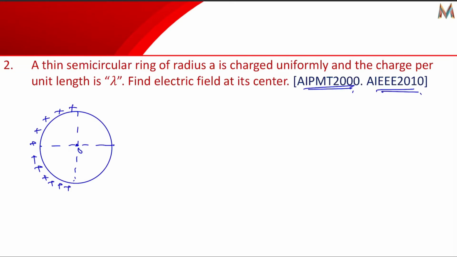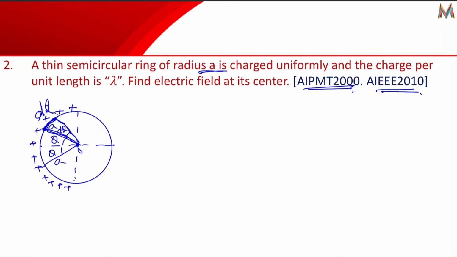This distance is A. Its radius is given as A. Let this point, at this point, make theta angle with radius A. Also on this side, at the same angle theta, this is also radius A. Now if you take a very small angle d theta, for that the charge will be at this location. Let this length be dl.